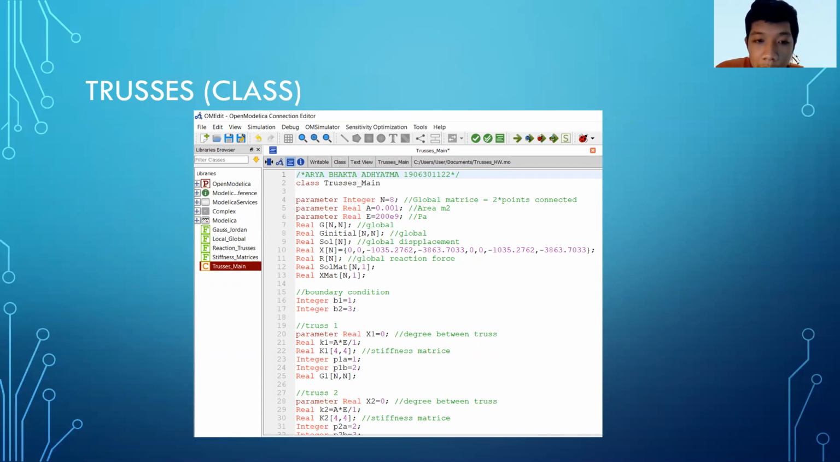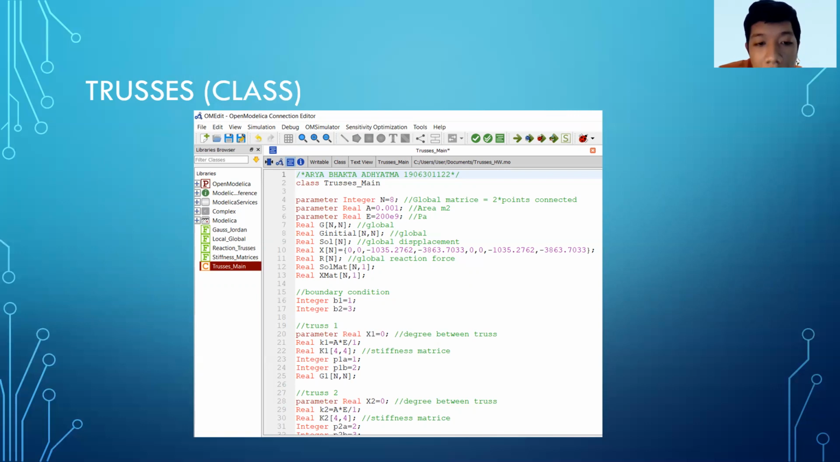For example, for truss 1, we can see the parameter real x1 equals 0, which is the angle of the truss. Because the angle of truss 1 is 0, we input 0. Next is the small q1, which is defined as a constant for the matrix. The formula is the area multiplied by the modulus of elasticity divided by the length of the beam. The length of truss 1 is 1 meter, so the input is 1.